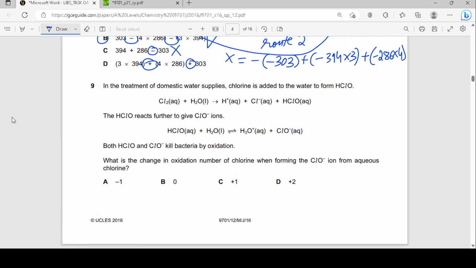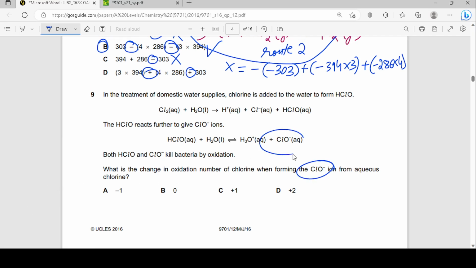So, next question. In the treatment of domestic water supplies, chlorine is added to the water to form HClO: Cl2 aqueous plus H2O liquid gives H plus aqueous plus Cl minus aqueous plus HClO aqueous. The HClO reacts further to give ClO minus ions: HClO aqueous plus H2O liquid yields H3O plus aqueous plus ClO minus aqueous. Okay, so both HClO and ClO minus kill bacteria by oxidation. That's cool. What is the change in oxidation number of chlorine when forming the ClO minus ion from aqueous chlorine?